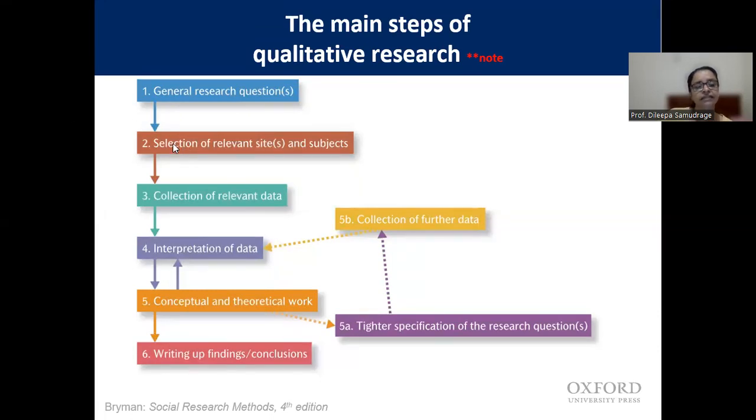Then the second step is selection of relevant sites and subjects, right? So what is your main research question? Study of crime in public houses. So you have to select a research site. Research site means where the research is conducted. So you have to select a research site which had a high level of crimes, right?